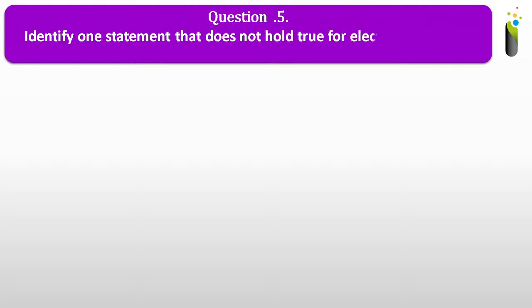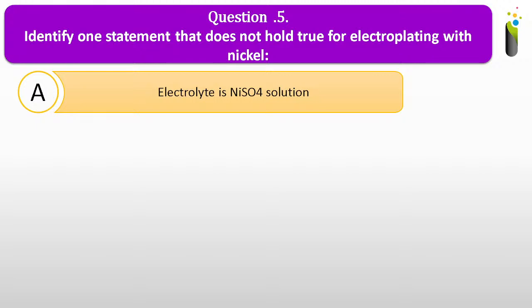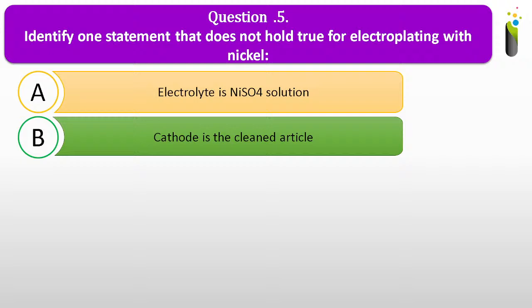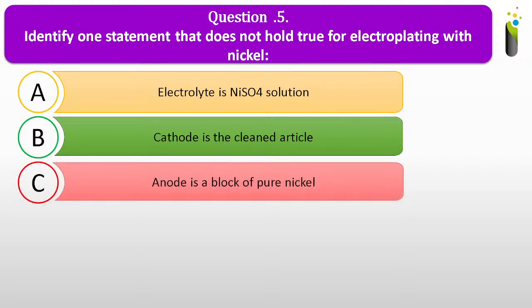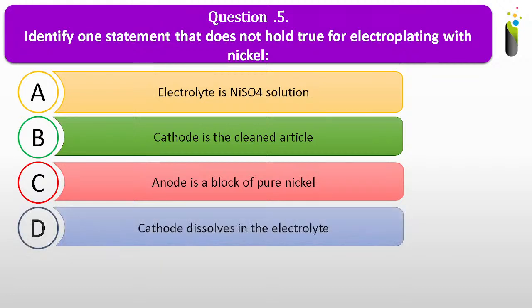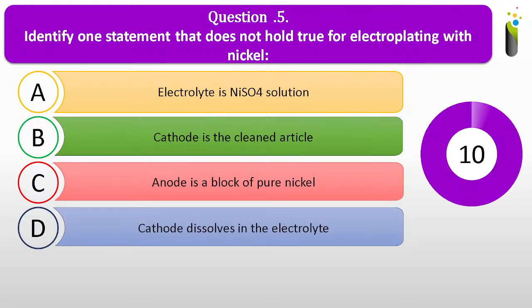Identify one statement that does not hold true for electroplating with nickel. Please remember the question reads, identify one statement that does not hold true. That means it is false for electroplating with nickel. A. Electrolyte is NiSO4 solution. B. Cathode is the cleaned article. C. Anode is a block of pure nickel. D. Cathode dissolves in the electrolyte.